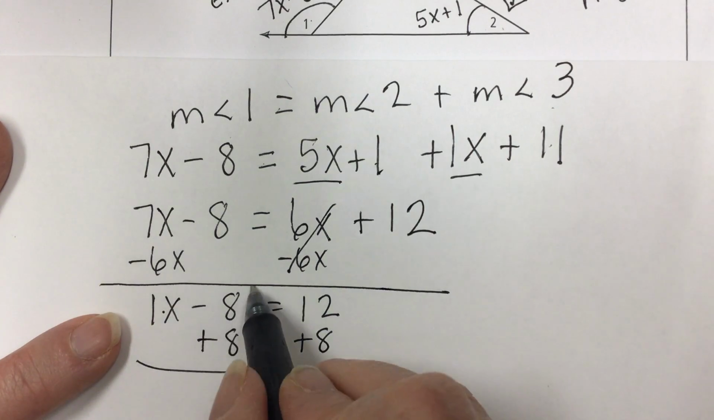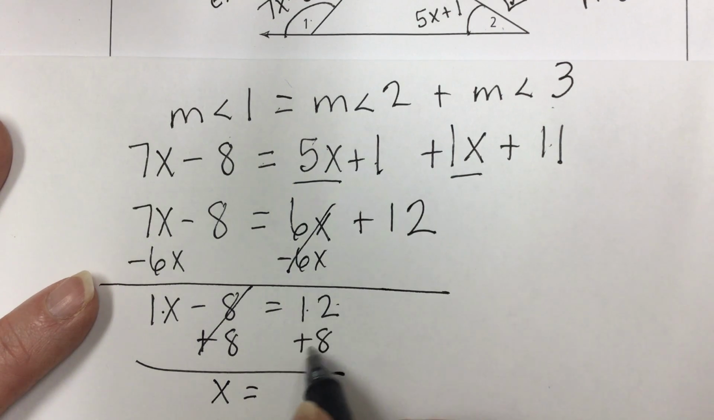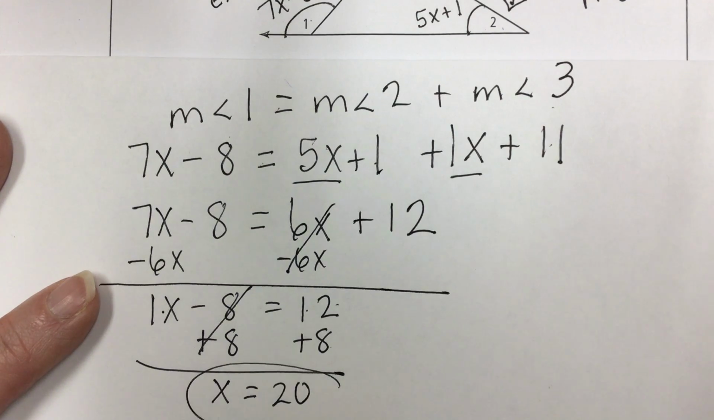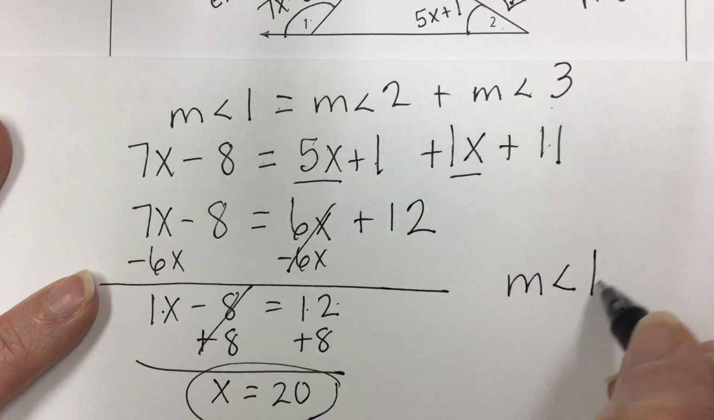Solving for x, you want to get x by itself. Therefore, I have x equals, 12 plus 8 is 20. So x equals 20. We have been asked to find the measure of angle 1.